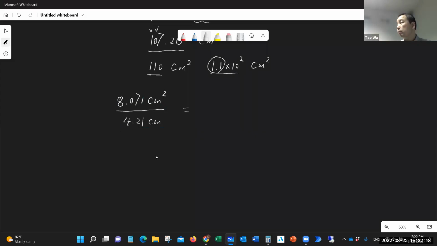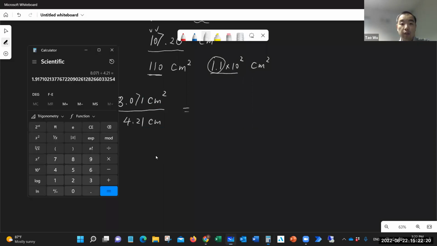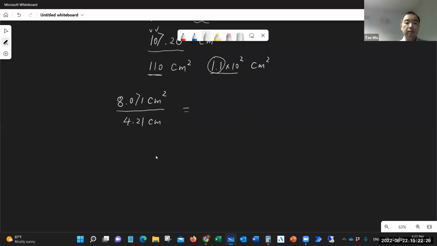Then you're going to keep 3 sig figs for the final answer. So this is 1.9171. This has 5 sig figs, but we only need 3. So keep 1, 2, 3, and look at the next one, which is 7. So you round it up. The answer will be just 1.92 centimeter. Centimeter squared divided by centimeter is just centimeter.